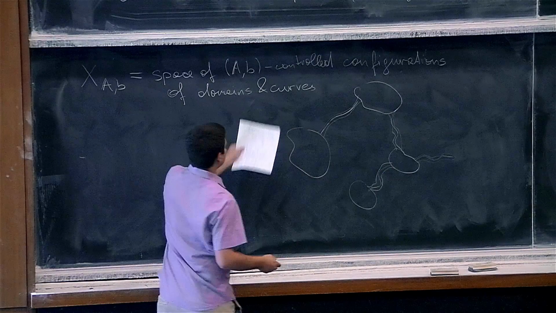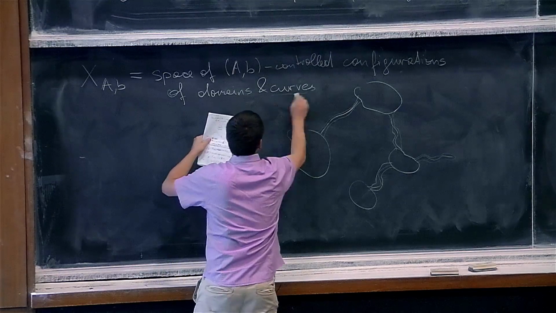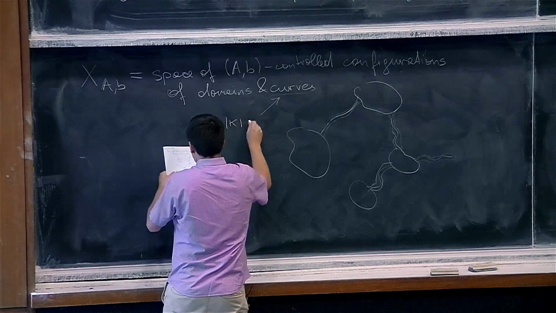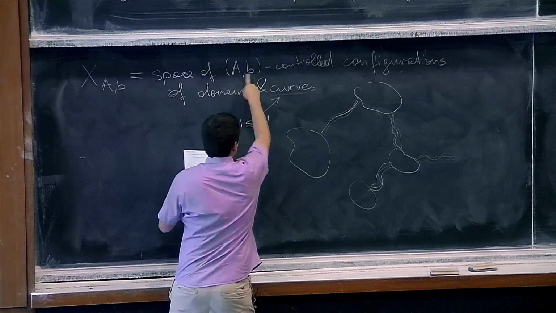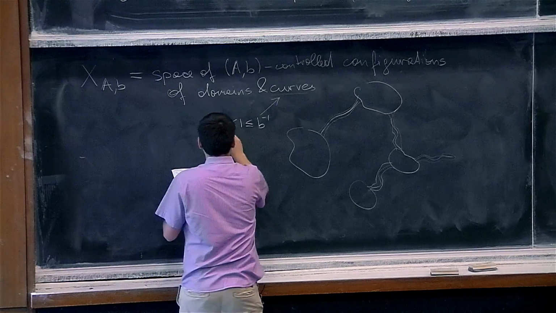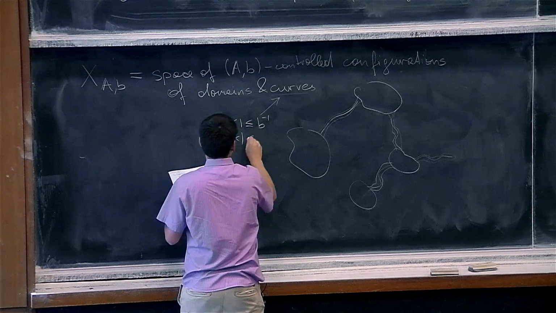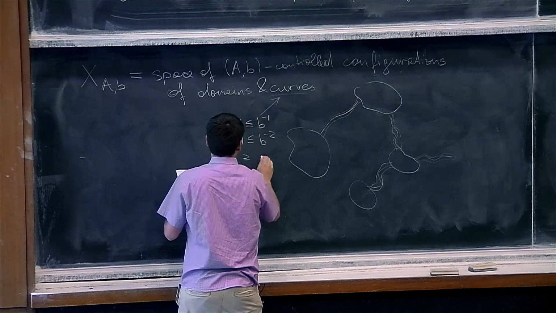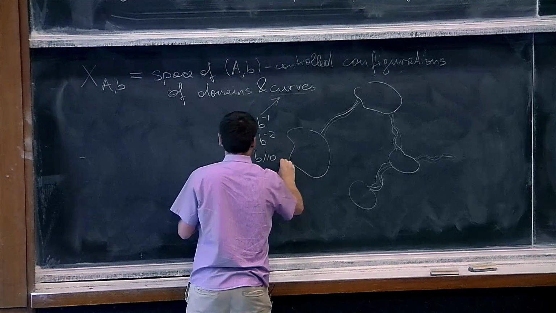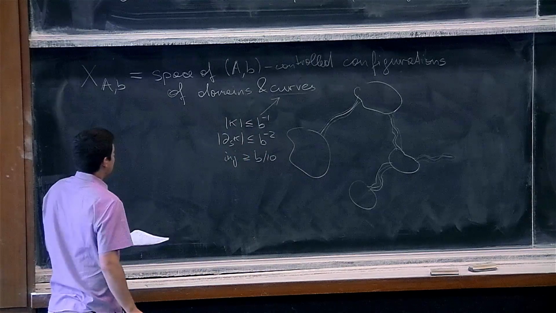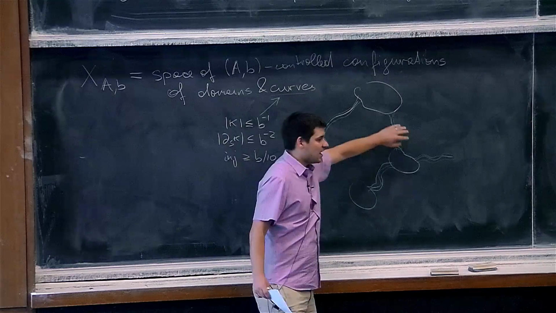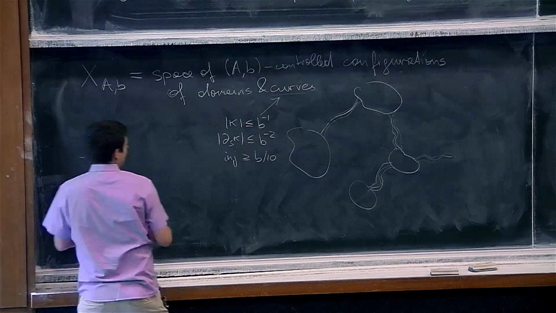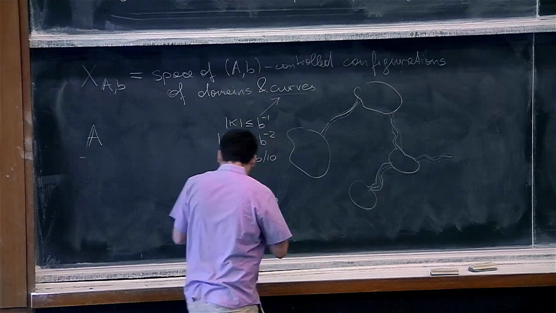Okay, so let me first say what those control things are. So for the curves, it means that the curvature is bounded by this parameter b inverse, and that the derivative of the curvature is bounded by b to the minus 2, and that the normal injectivity radius of those curves is at least, say, b over 10. And so that's the control parameters for the curves, and now the control parameters for the domain.